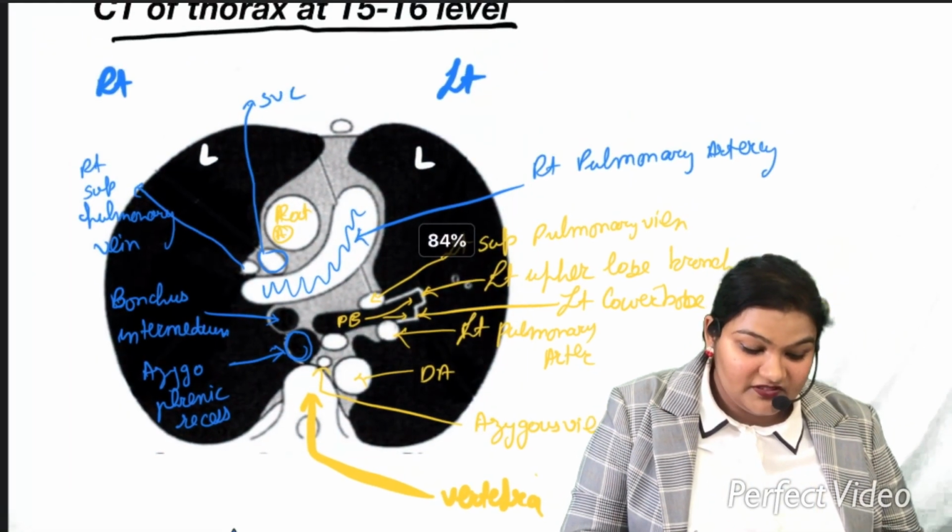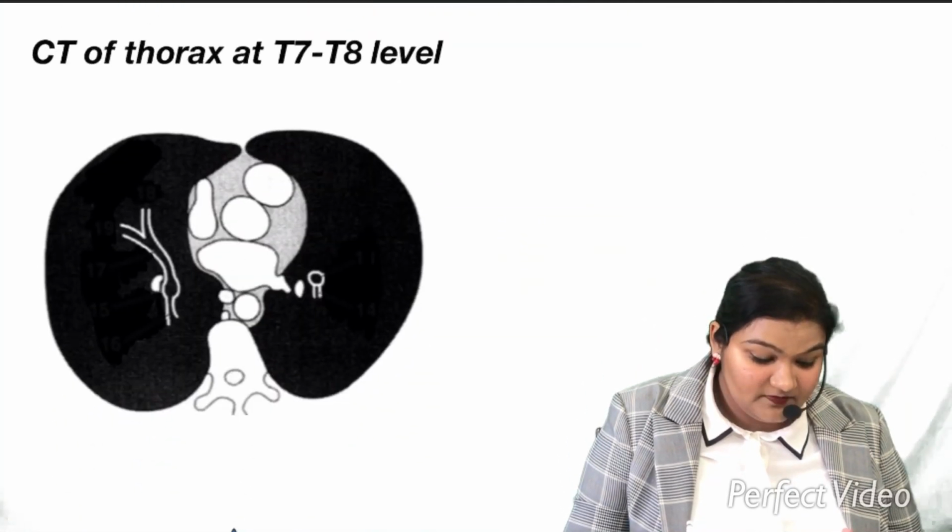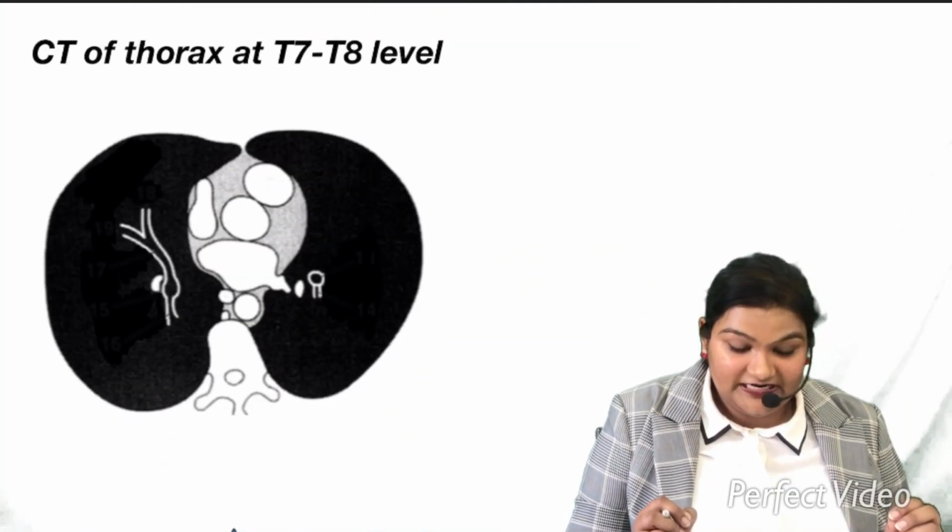So here we are done with reading the CT scan at T5-T6 level. The next lecture will be on CT scan at T7-T8 level.